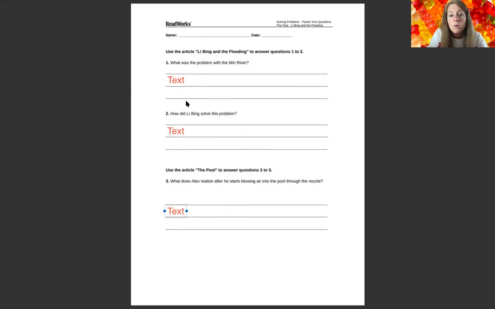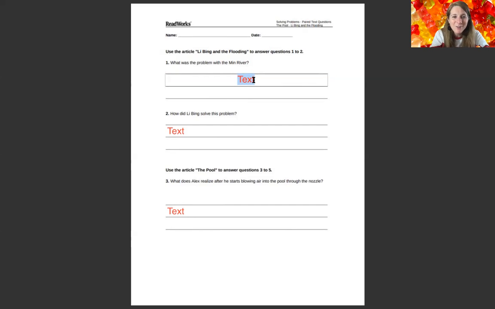This one says, use the Li Bing and the flooding article to answer questions 1 and 2. So what was the problem with the Min River? I think we could probably answer this without going back to the text. I think you can probably get an idea even just from the title, Li Bing and the flooding. Do you remember what it did every year? Yeah, it flooded. So how are we going to restate this question? What was the problem with the Min River? Go ahead and restate that for me.